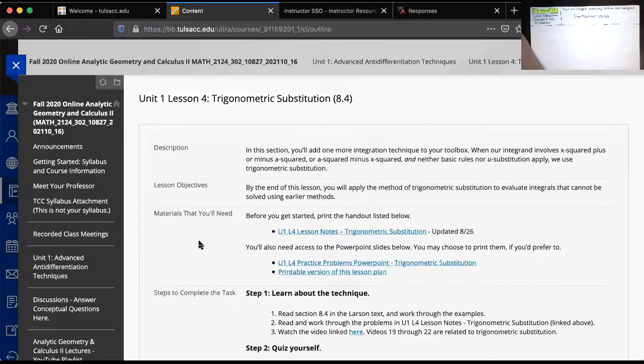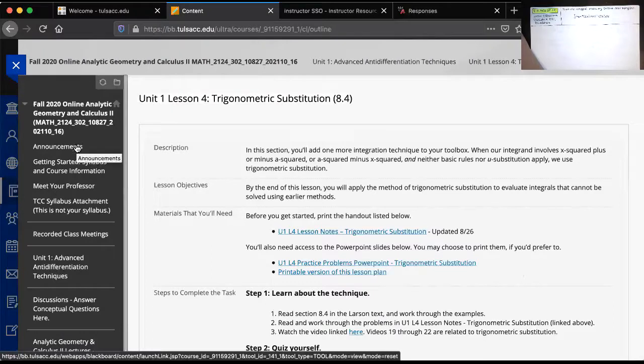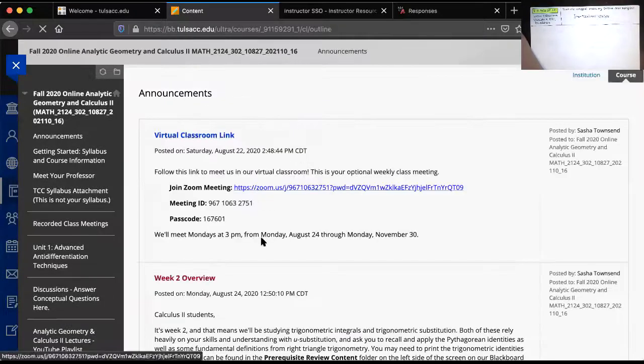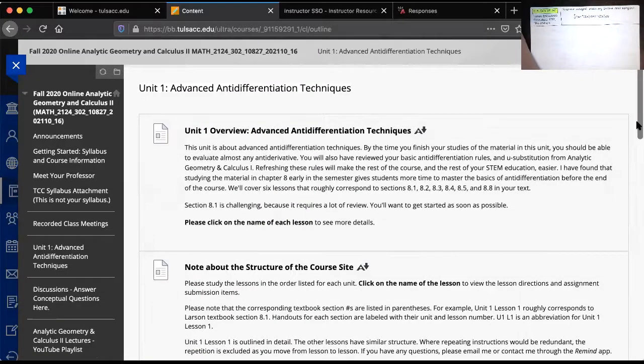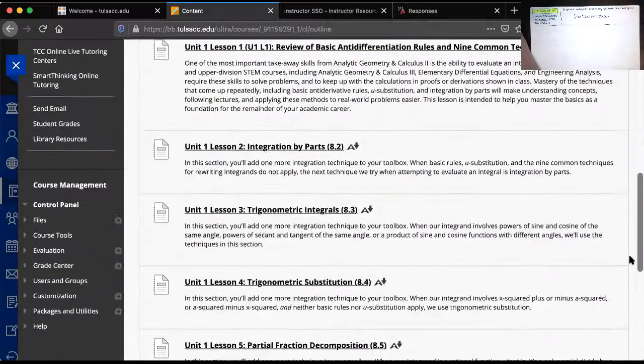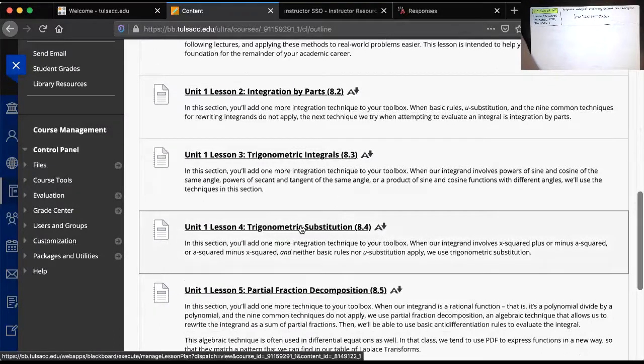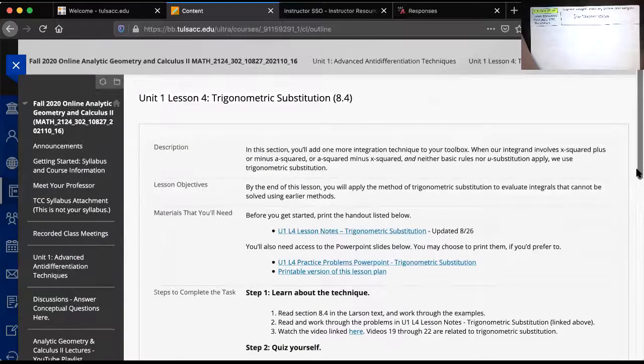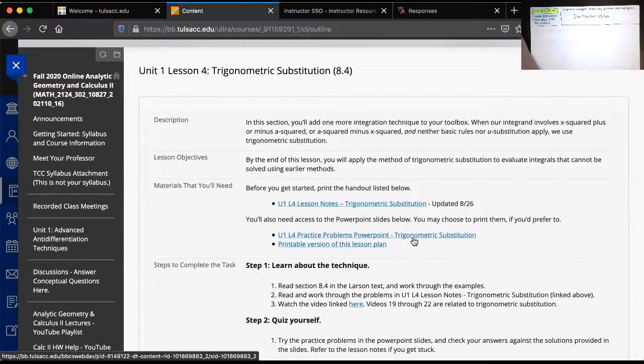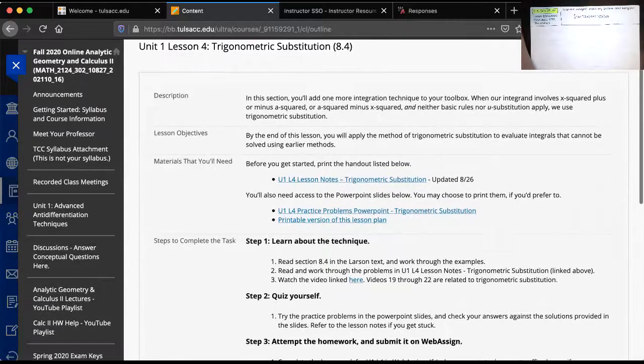This is what it looks like on our Blackboard site. If you go to announcements, once you log in, you're going to see this. If you go to Unit 1, Advanced Antidifferentiation Techniques, you'll see this over here. And then you're going to scroll down. And remember, these are all of our lessons. And lesson 4 for Unit 1 is right here, trigonometric substitution. You've got your notes. You've got your practice problems. You've got a printable version of the lesson plan, if you're a hard copy kind of person.